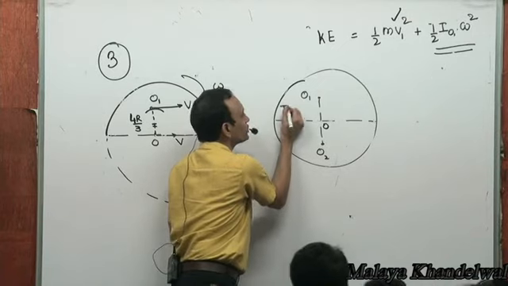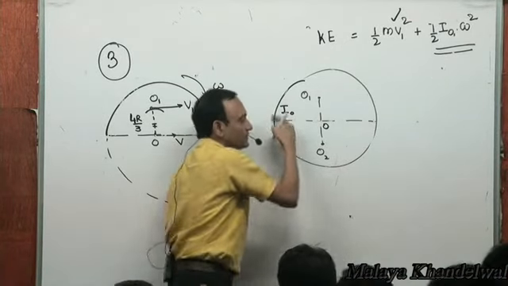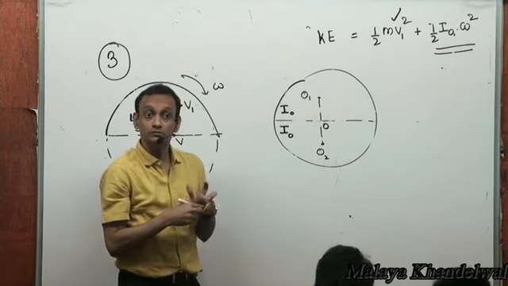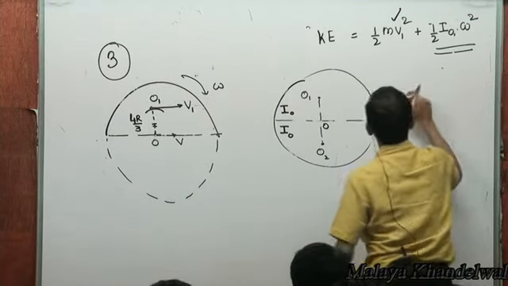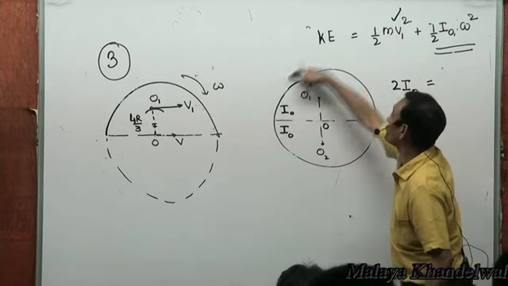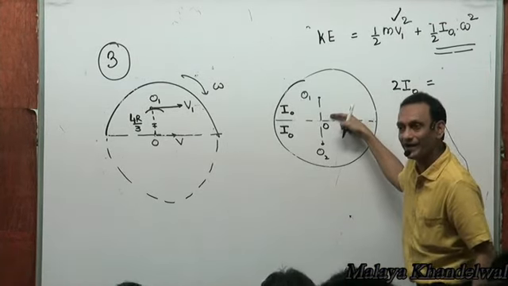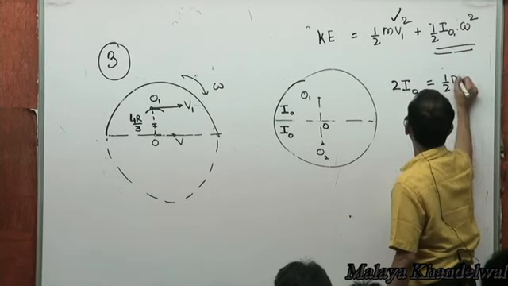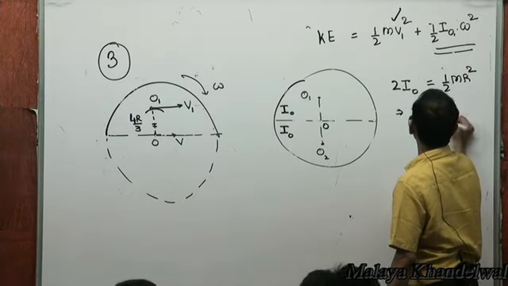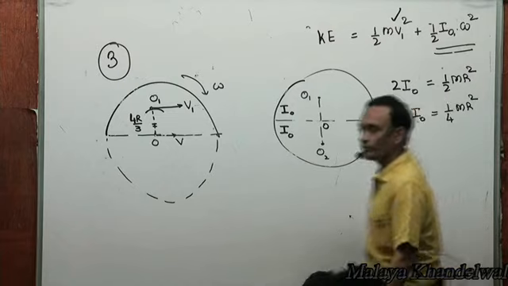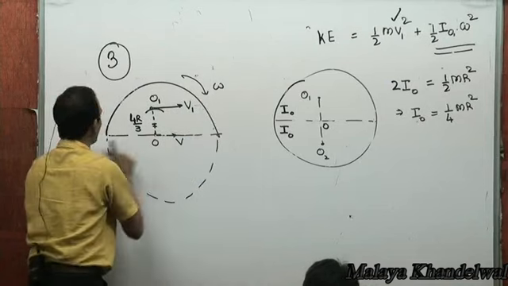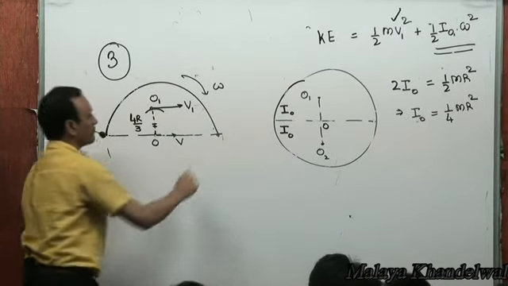So if the moment of inertia of the upper half about O is I naught, then the moment of inertia of the lower half about O will also be I naught. And 2 I naught must be the moment of inertia of this whole thing about O, which is half m r squared. So I naught would be 1/4 m r squared. Clear? Now, I know the moment of inertia of the upper half about O.